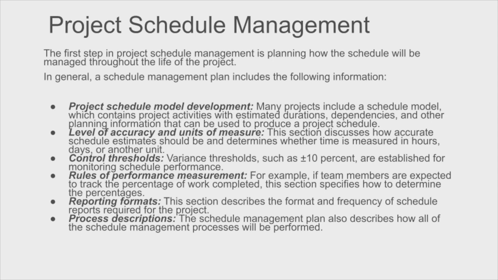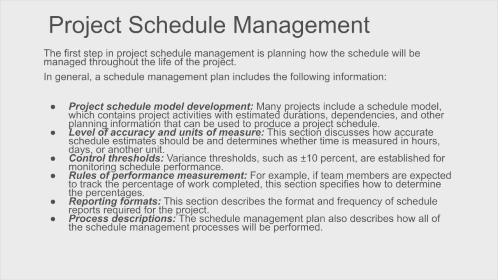So many projects include a schedule model, which contains project activities with estimated durations, dependencies, and other planning information that can be used to produce the project schedule. When we look at a program like MS Project, that's what it does. The second thing we need to look at is the level of accuracy in the units of measure. How focused do we want to be?